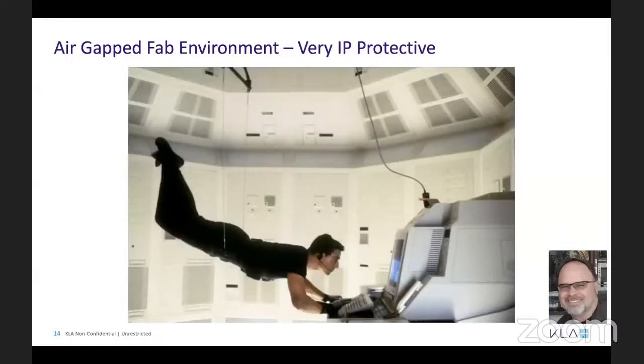You may be familiar with this movie, Mission Impossible. Ethan Hunt here is breaking in through an air duct to steal some information from the FBI computer. And this is because it's air-gapped. So the fab environment is very much like the FBI. They have this very high security because their chip designs are their intellectual property. And if their competitors get a hold of that, they can lose their business.